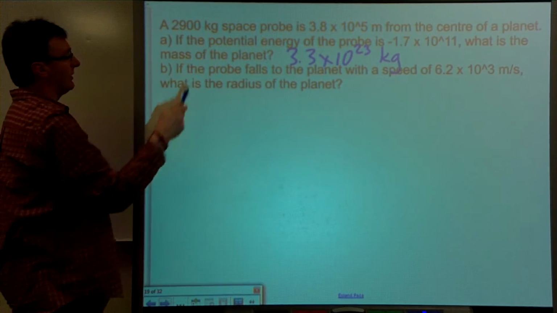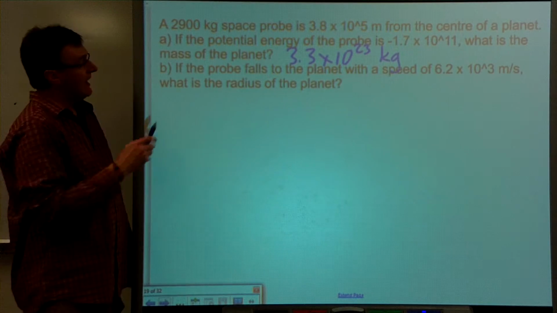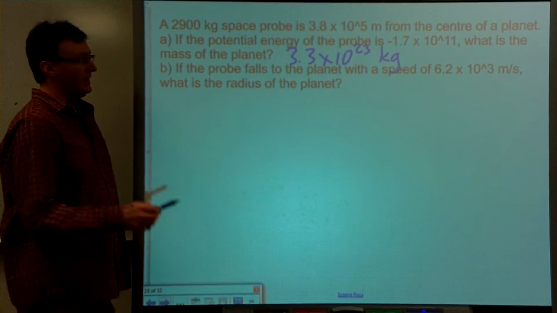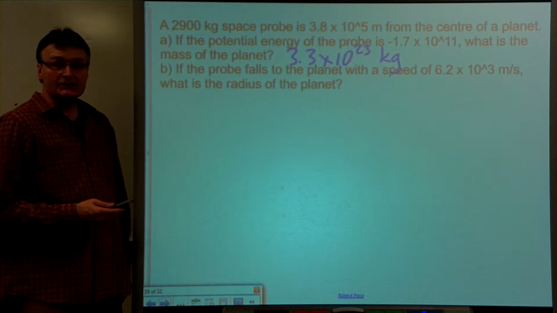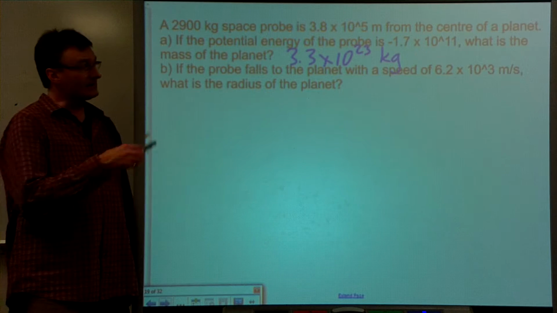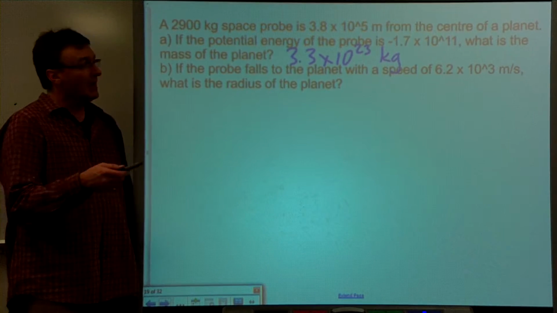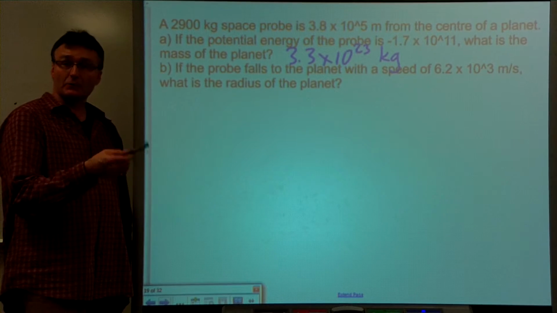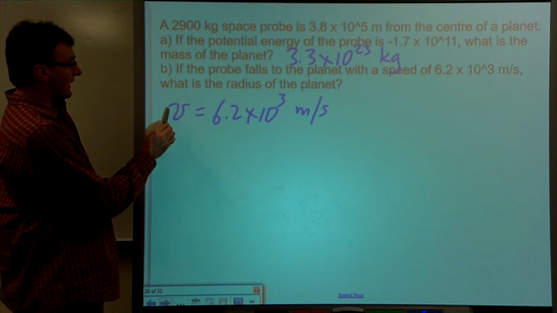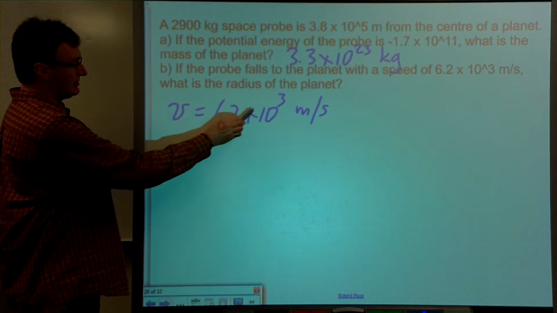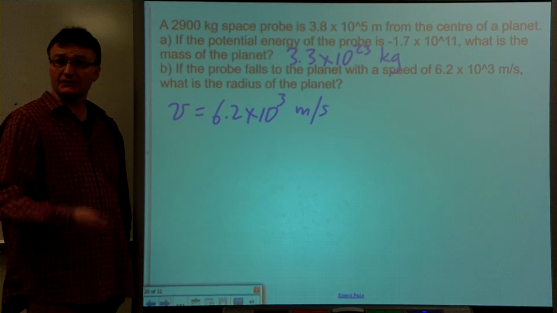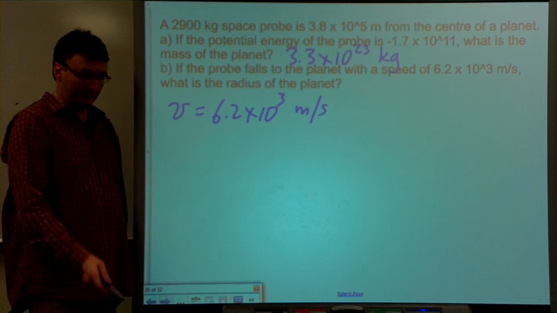Okay, so that takes care of part A. Then part B. If the probe falls to the planet with a speed of 6.2 times 10 to the third meters per second, then what's the radius of the planet? So here we need to use the work energy equation, and this involves the conservation of energy. We'll assume the space probe is at rest when it starts to fall. So when it hits the surface, it's then at 6.2 times 10 to the third meters per second. That's its speed when it hits the surface of the planet.